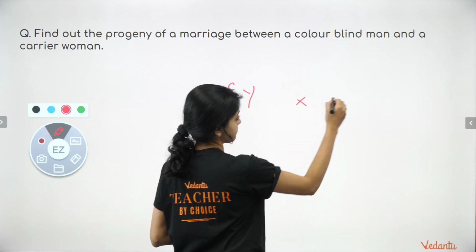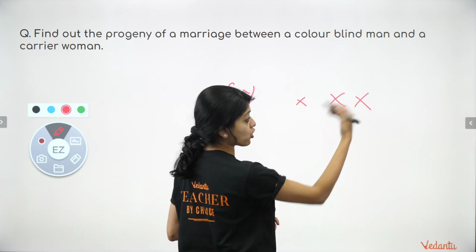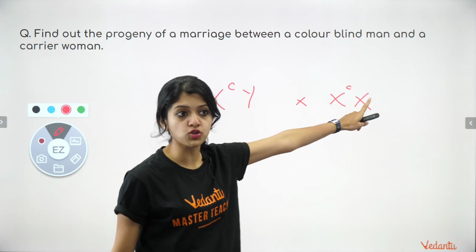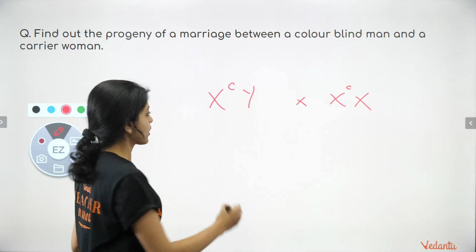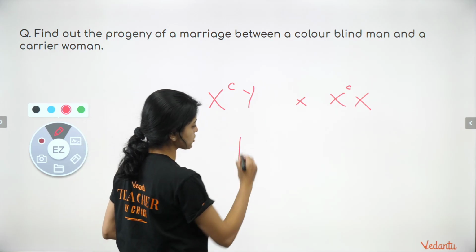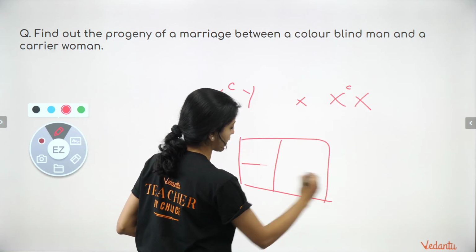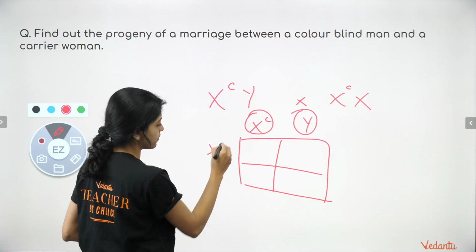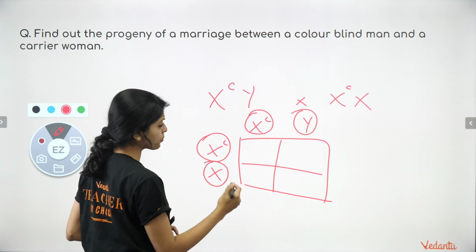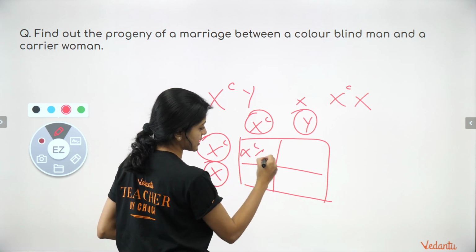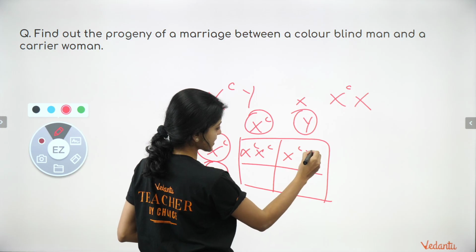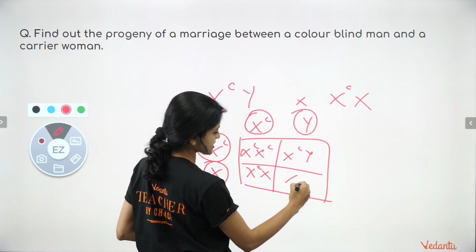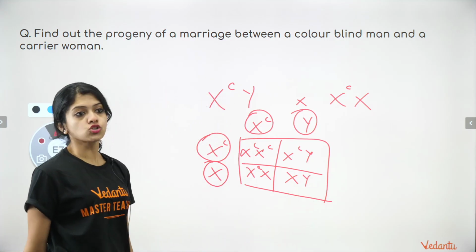The carrier woman has 2 X chromosomes, right? Because she is a carrier, she is carrying it only on one of her X chromosomes. So this will be her genotype. Now coming to the combinations, let's work it out in a Punnett square. We are writing the man's gametes here, the woman's gametes here. What would be the combinations? XCXC, XCY, XCX, and XY.